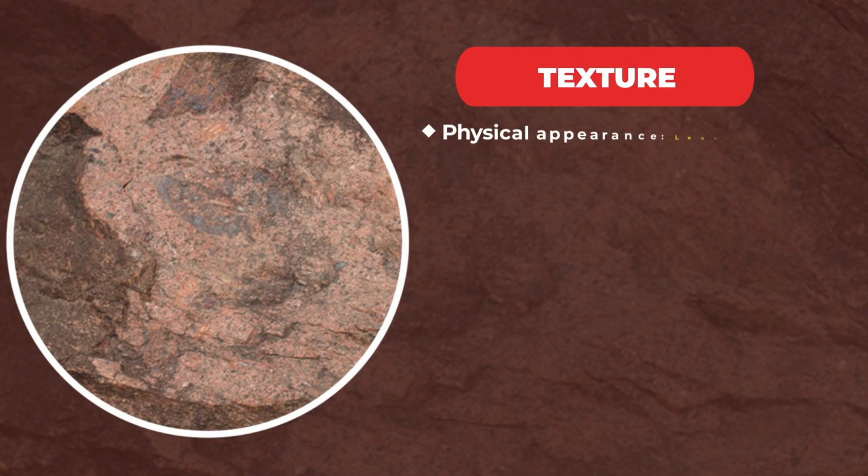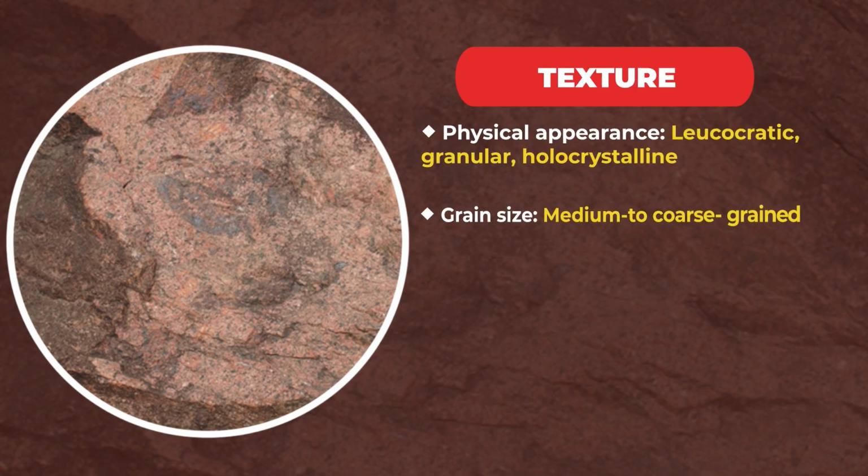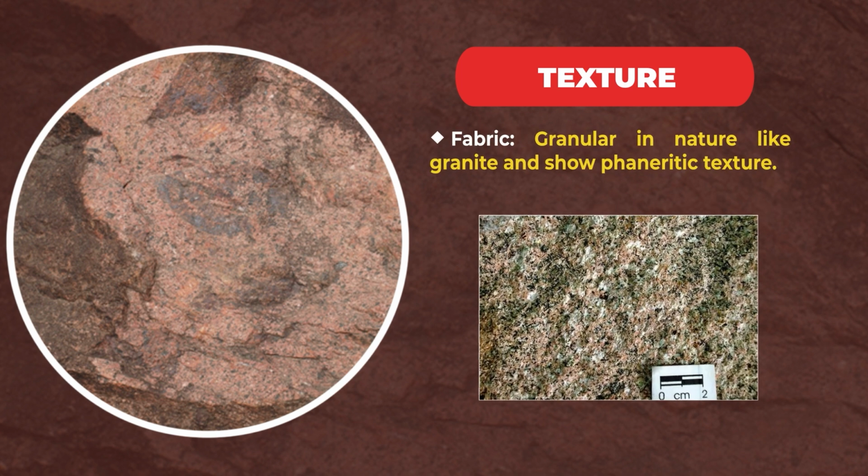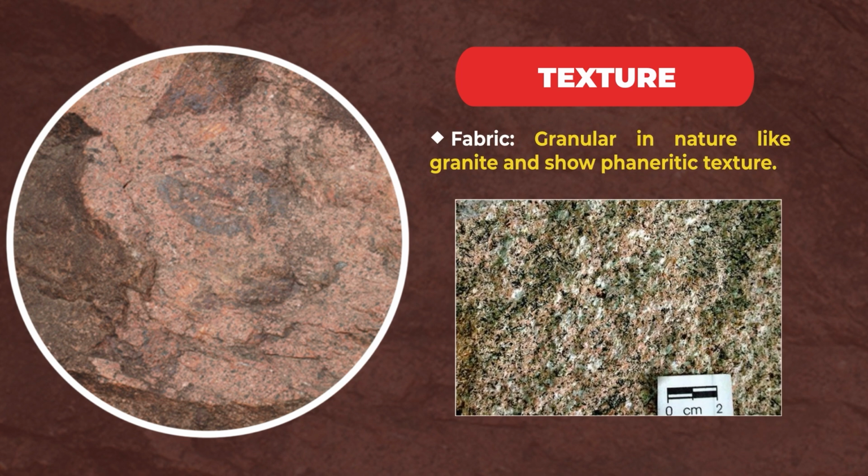Physical appearance wise, they are leucocratic, granular and holocrystalline. Grain sizes are medium to coarse grain. Their fabric is like granite, and they show phaneritic texture.